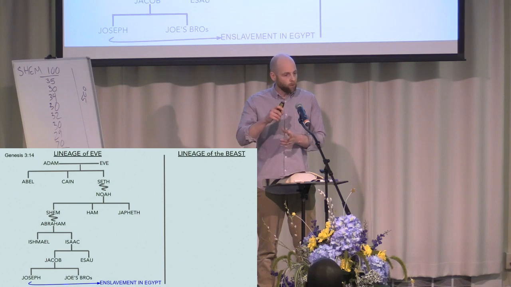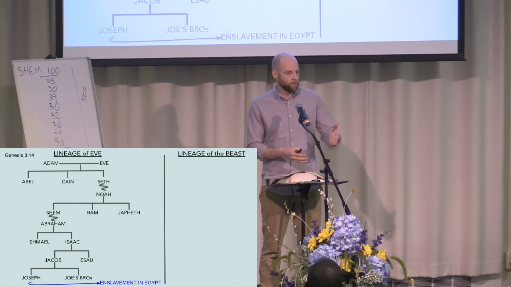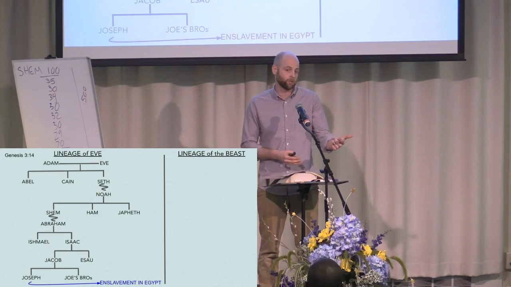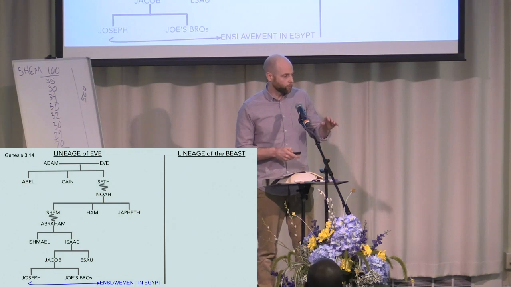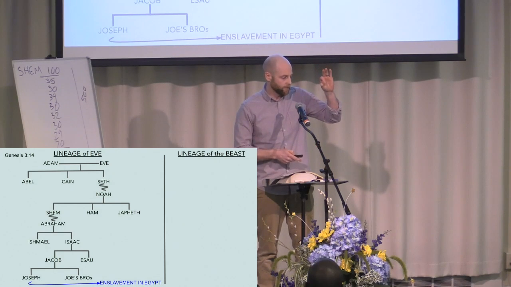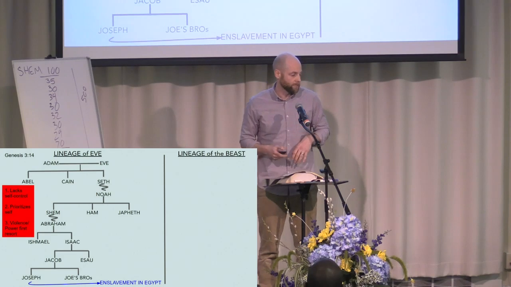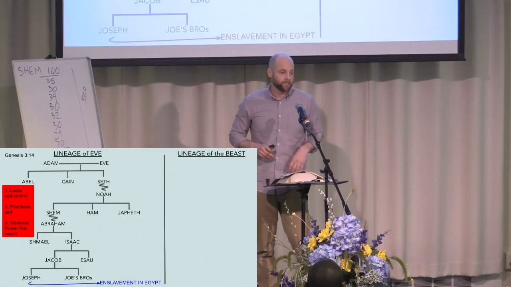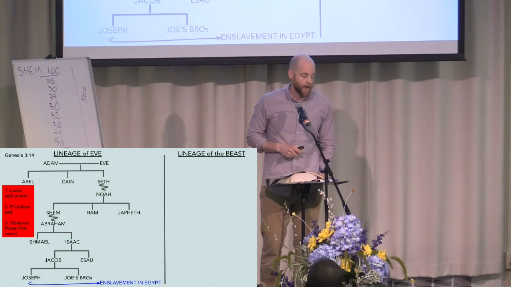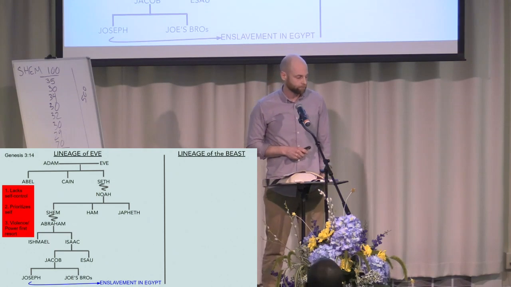And so what I want to show is Genesis is not only about knowing when to say enough, but how to master the beast. And so on the side where it says the lineage of the beast, we're going to go back to those 3 qualities of the beast. I'm going to put them on this side just so you can see them. Lacks self-control, prioritizes self, and violence, power is a first resort.